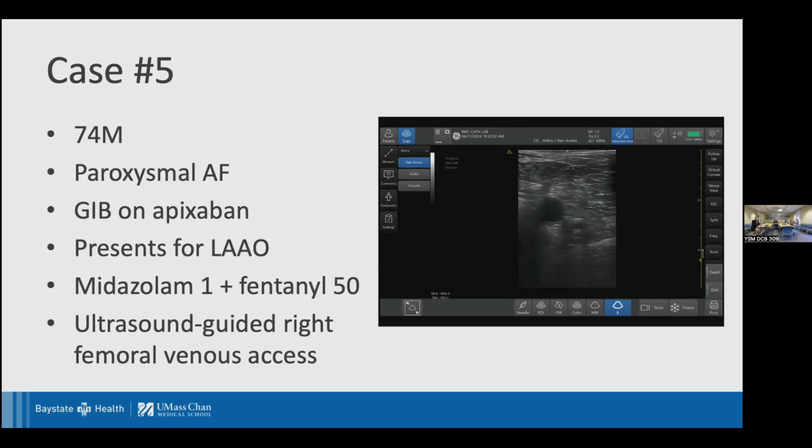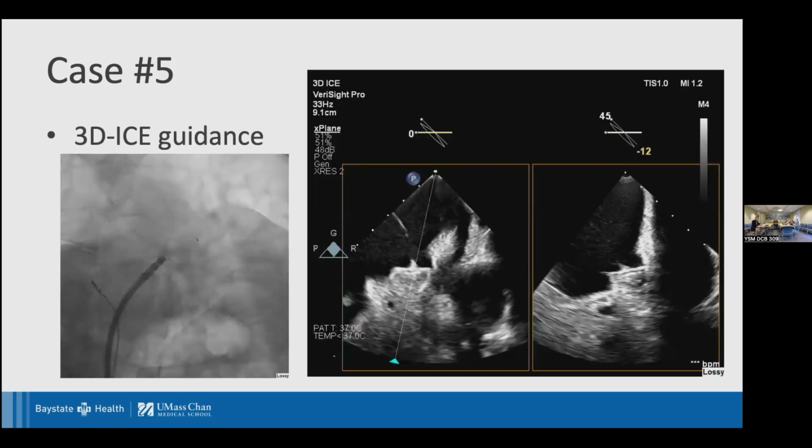Okay, here we go. Case number 5, this is a 74-year-old gentleman, paroxysmal AFib, has a GI bleed, and wants to get off his apixaban, presents for left atrial appendage occlusion. He receives midazolam 1 and fentanyl 50 micrograms, ultrasound-guided right femoral venous access, and here's the picture to prove it. Here you can see the 3D ICE guidance. Here you can see the ICE catheter, and this is a Watchman case. You see the Watchman, demonstrated placement, looks okay.